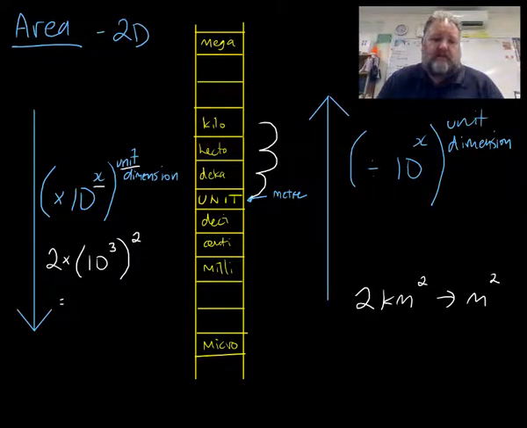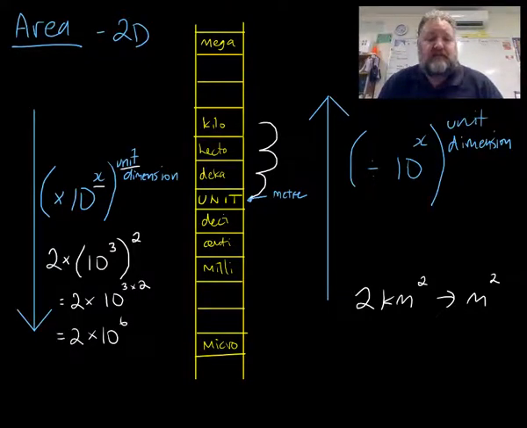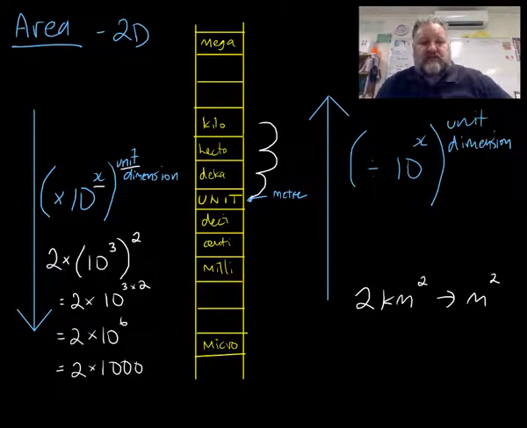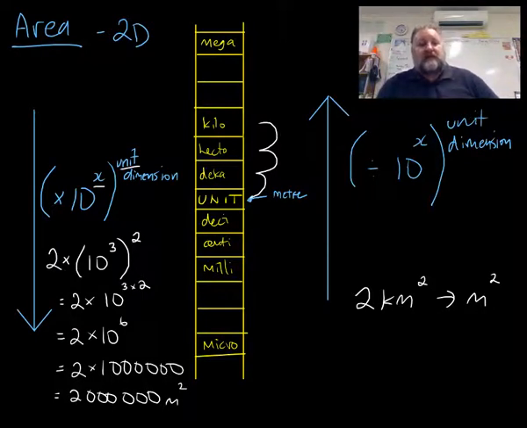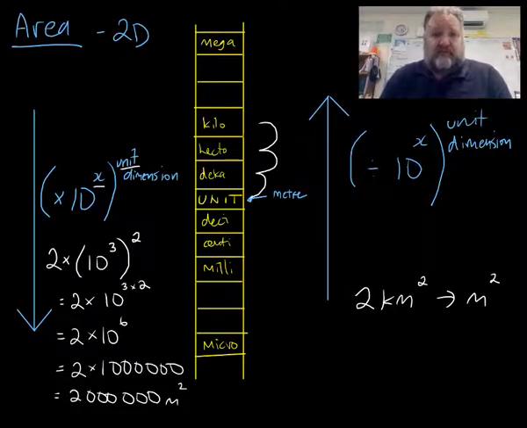So let's have a look. This will be 2 times 10 to the power of 3, all to the power of 2. Now to get rid of the brackets, I need to multiply those 2 indices together. And I will end up with 2 times 10 to the power of 6. Now we know that 10 to the power of 6 is just a 1 with 6 zeros. And then I would multiply that out and I would have my final value of 2 million metres squared.